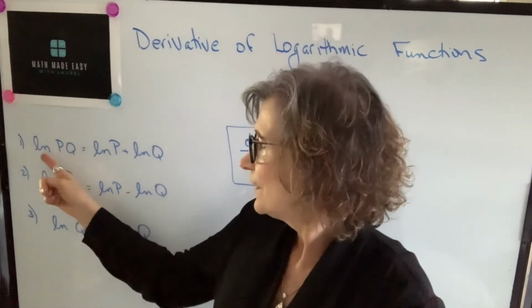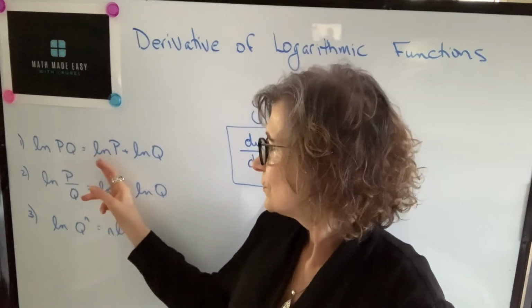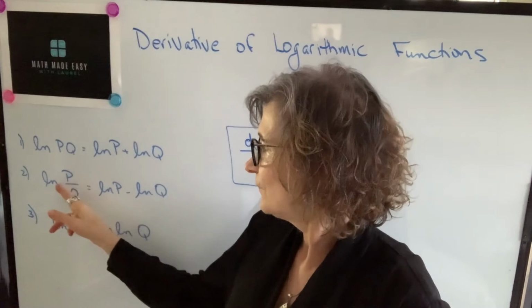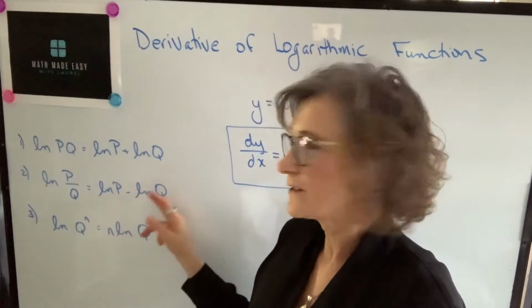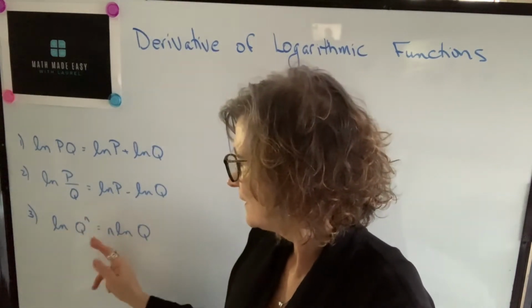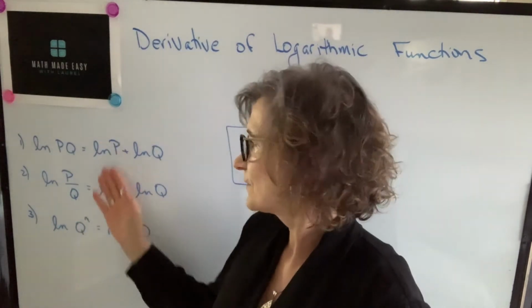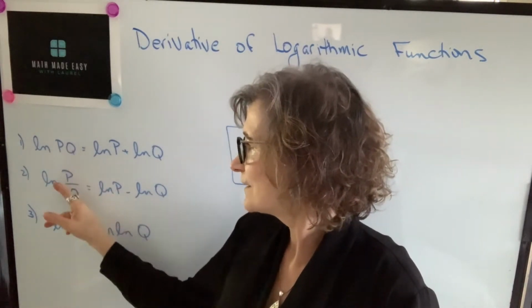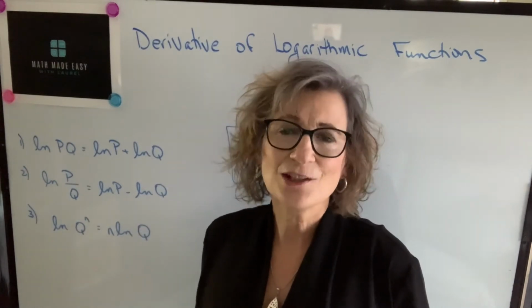Remember, if you have the natural log or the log of any base of a product, that's equal to the natural log of p plus the natural log of q. Similarly, if you have the natural log of a quotient, that will equal the natural log of p minus the natural log of q. If you have the natural log of q to the n, that's equal to n times the natural log of q. The reason that these properties are going to come in handy is they're going to allow us to get away from products, quotients, and powers, and then differentiate. So let's take a look at some examples.